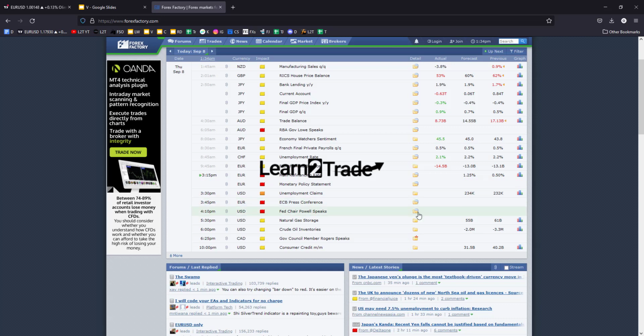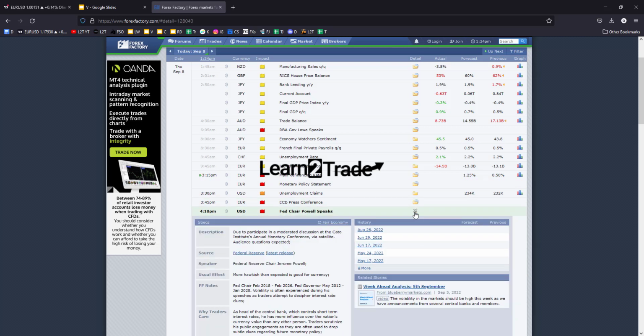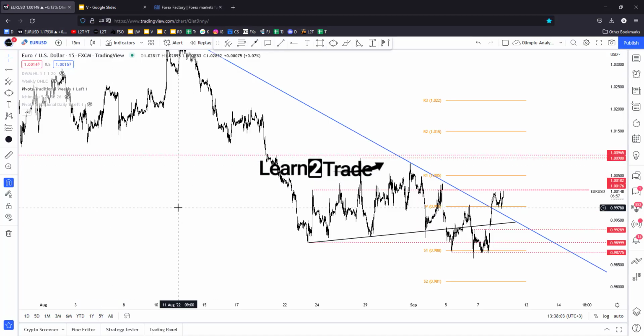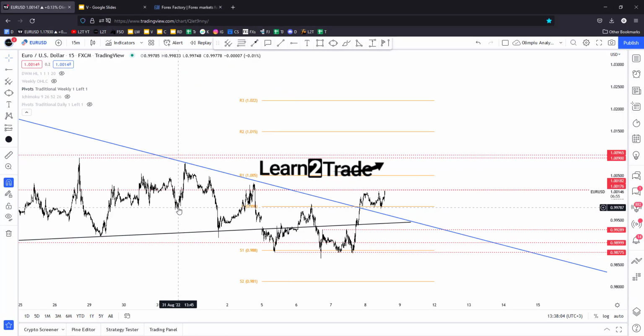Also later we'll have Powell's remarks and speech, which could bring some volatility on the euro versus the US dollar. Unemployment claims too. But the ECB is seen and represents the major event of the day, the most important event and the high impact event.